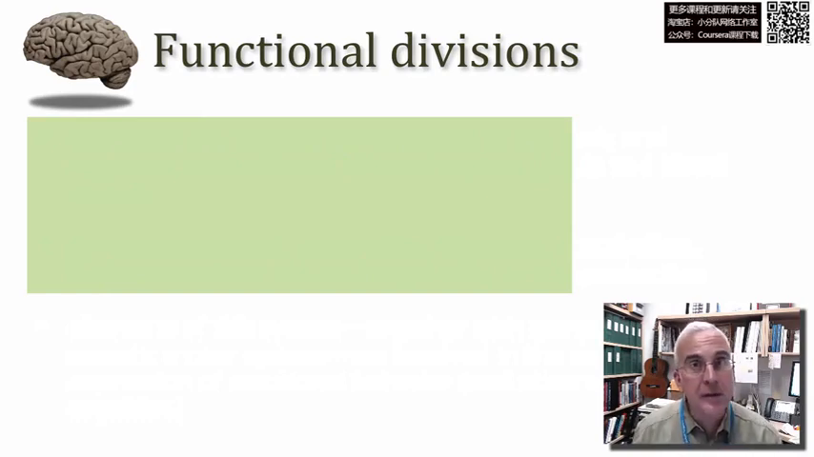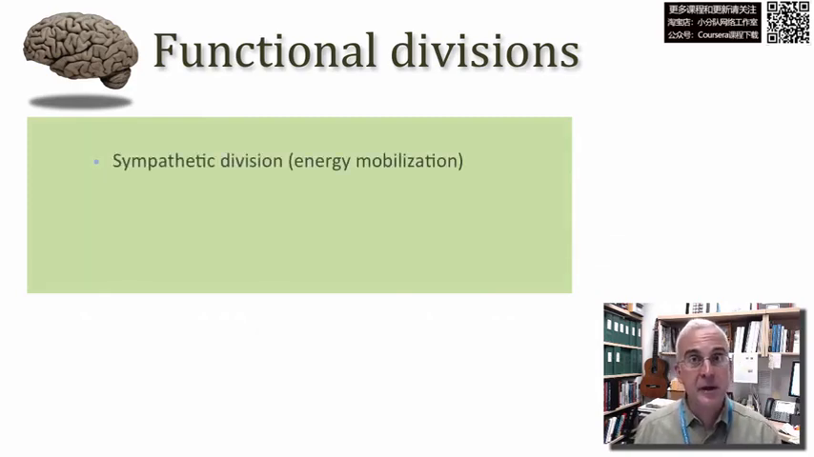Okay, so with that said, we basically have three functional divisions of our visceral motor system. We have a sympathetic division, which is involved in energy mobilization.